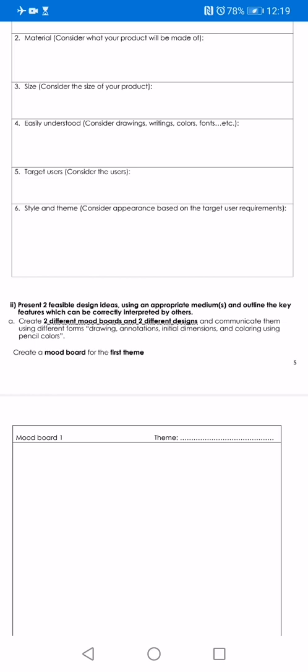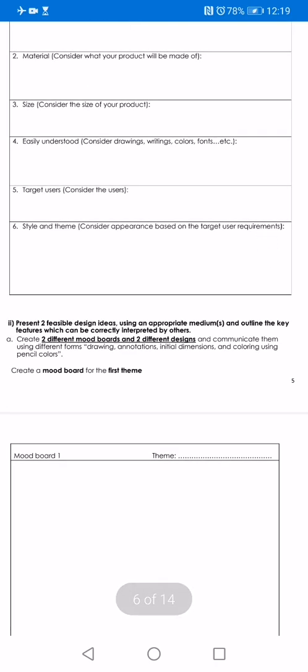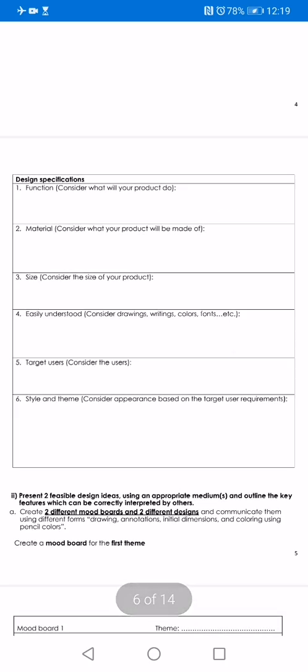For style and theme, you need to consider appearance based on the target user requirements. Remember the interview that you did with your target user and the questions that you filled. Based on it, we concluded few things, including the colors that you could be using or should be using, the themes, the possible themes, and if there's a specific style that your target user prefers. That's regarding the design specifications.